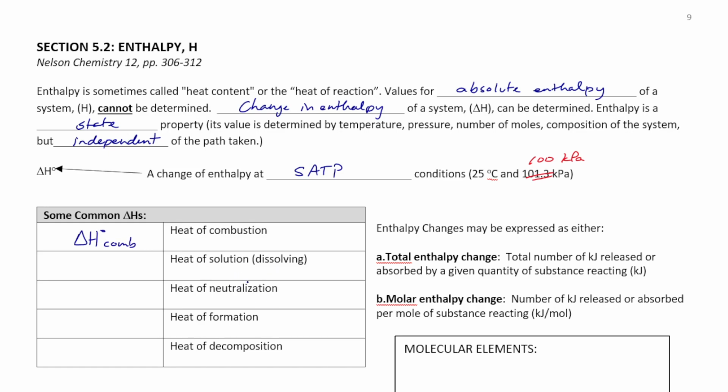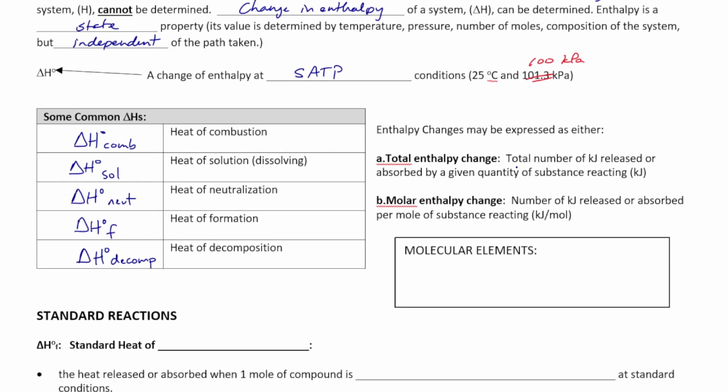When things dissolve, they break apart from their crystal lattice and are surrounded by solvent molecules. And so therefore we have a change in position. So this is delta H of solution. Heat of neutralization is when you have an acid and a base reacting. Heat of formation we'll talk about in a second. And then heat of decomposition is also a form of chemical reaction that we're going to discuss later on in today's lesson.